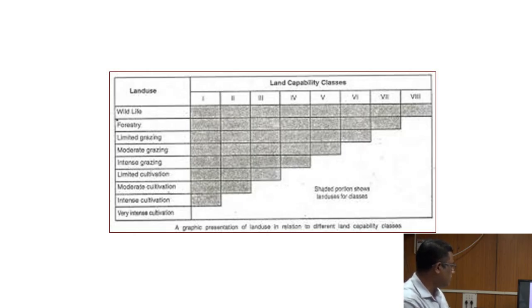This is a graphical representation of how different land use can be done according to the land capability classification. Go through this graph once, it is very pictorial and you can easily understand this.